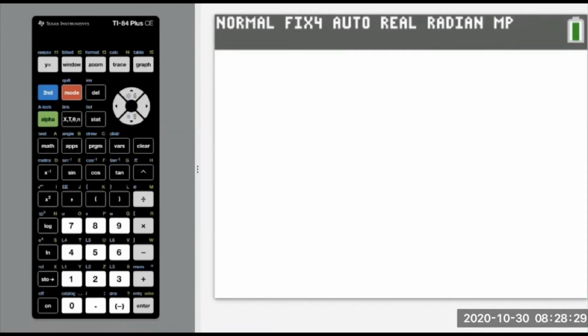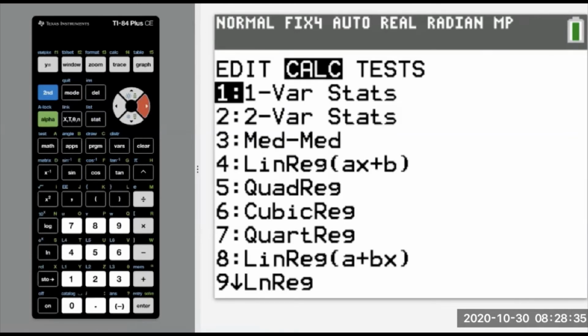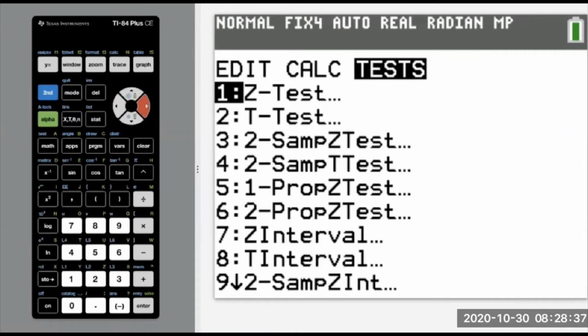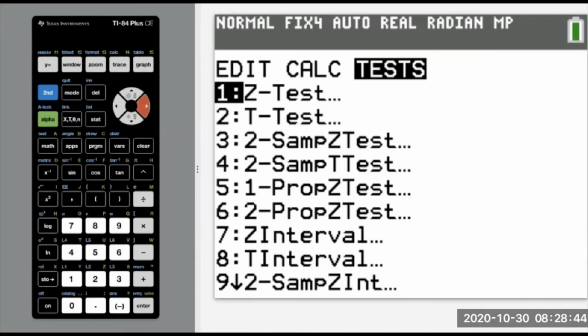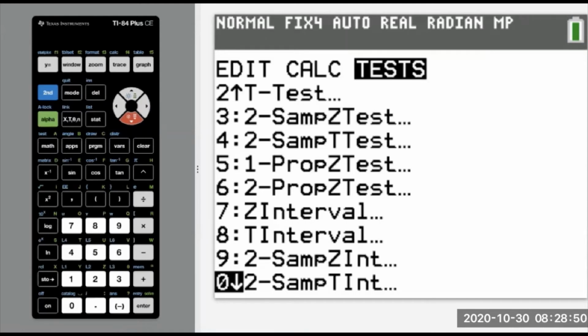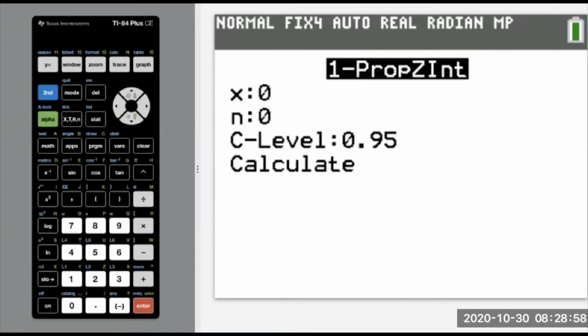Here's my TI-84 calculator. We go to stat and then scroll across to test. And here we are looking for one proportion Z interval. I don't see one proportion Z interval over here. So we have to scroll all the way down until we get to one proportion Z interval. So here it is, one proportion Z interval. Once you get one proportion Z interval, hit enter.